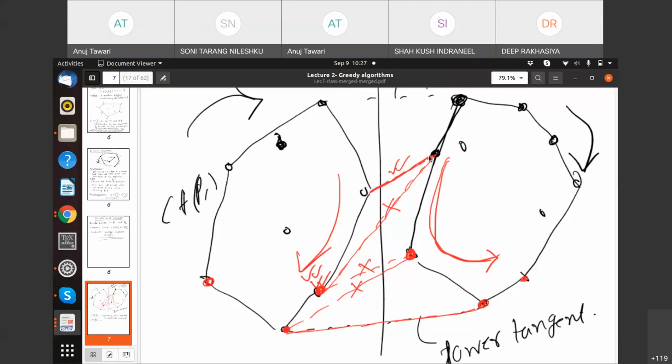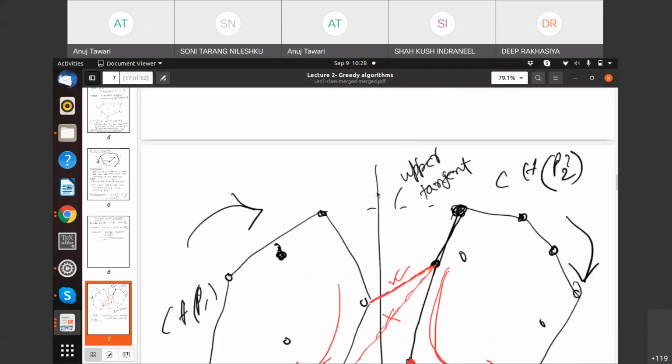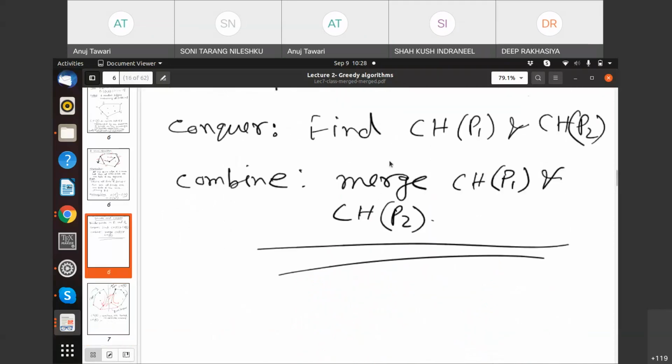So how many such pairs do we get? There are roughly n by 2 points here and n by 2 points here. The total number of pairs will be n square by 4, and that is big O of n square. So there's a trivial big O of n square merge step. It will take big O of n square time, trivial.